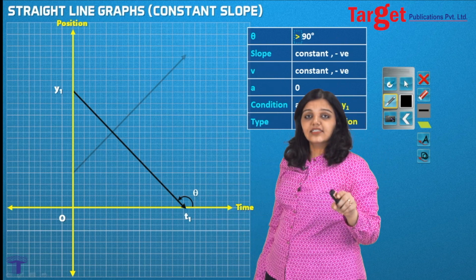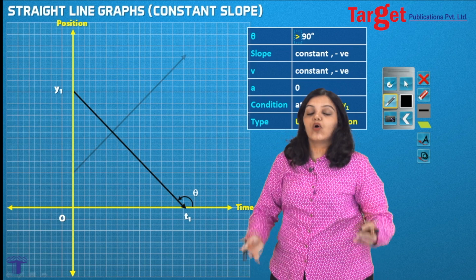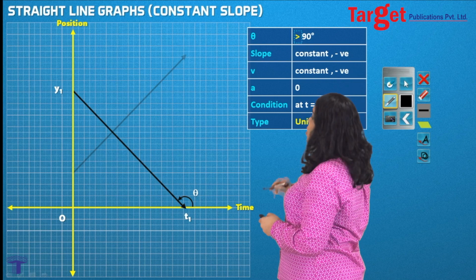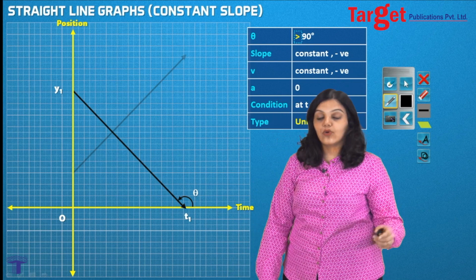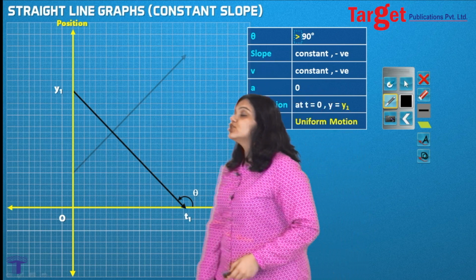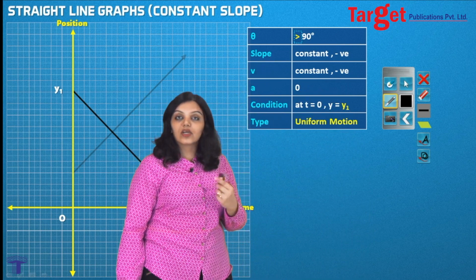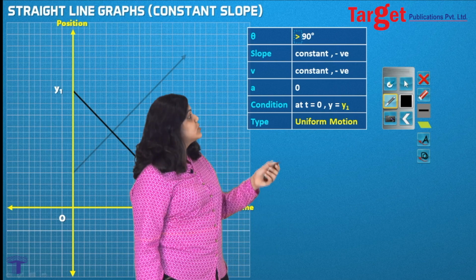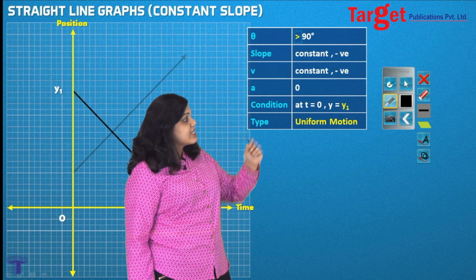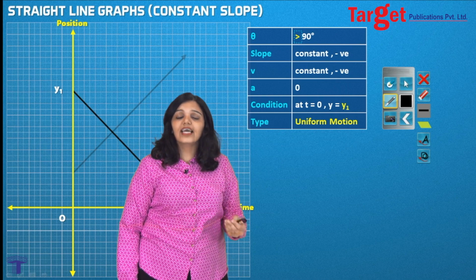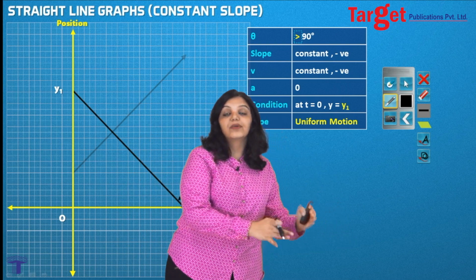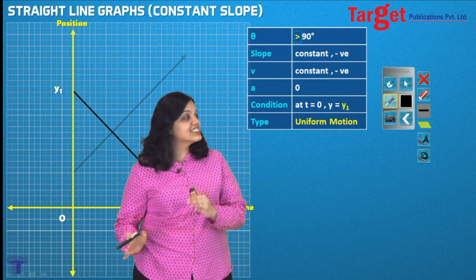Is the slope constant? Absolutely. It's still a straight line. All straight lines have constant slopes. But is the slope positive? Not at all. It is negative. And how do I know that? Because it's making an obtuse angle with the x-axis. And whatever happens to the slope also happens to the velocity, because velocity is the slope in a position time graph. So even the velocity is constant and negative. What about acceleration? Is acceleration 0? Yes. And how do I know that? Because velocity is constant. If velocity is constant, means there's no acceleration, means a is 0.